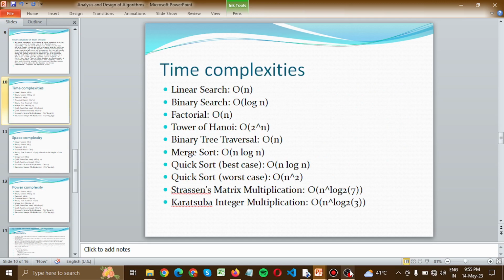Here are the time complexities in a table which gives the algorithm's name, like linear search, binary search, factorial, and so on. The time complexity of linear search is O(n), binary search O(log n), factorial O(n), Tower of Hanoi O(2^n), and so on.